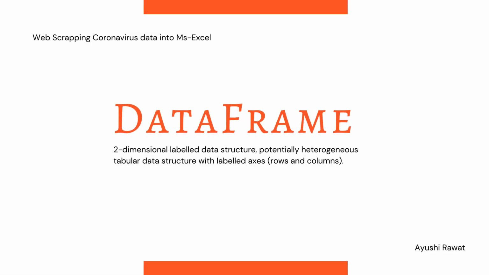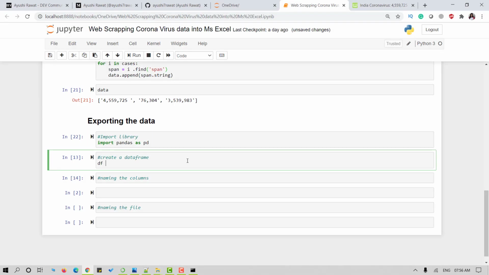Now I am going to create a data frame. A data frame is a two-dimensional labeled data structure, potentially heterogeneous tabular data structure with labeled axes, rows and columns. I am going to name it df. The pd.DataFrame command is used to create a data frame, give it a name and map it to the data. Here I am mapping it to the data list that we created earlier.